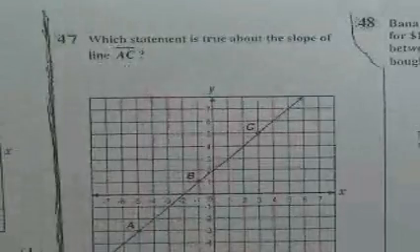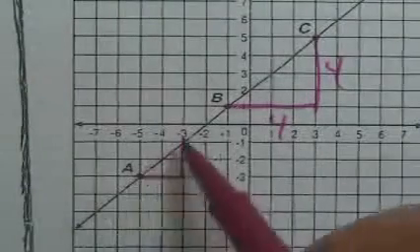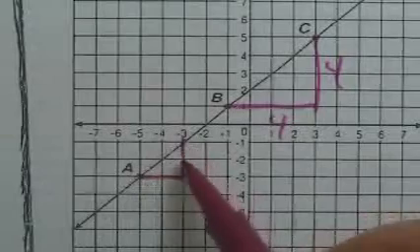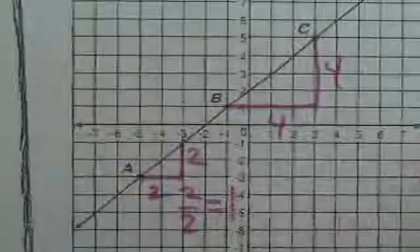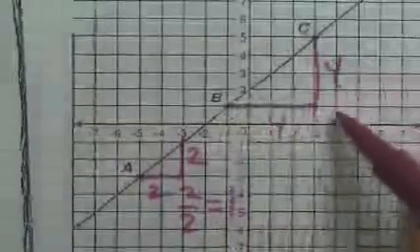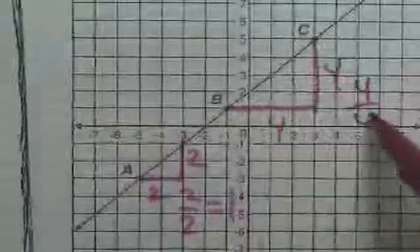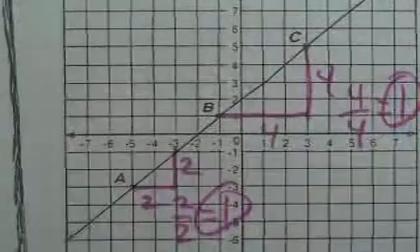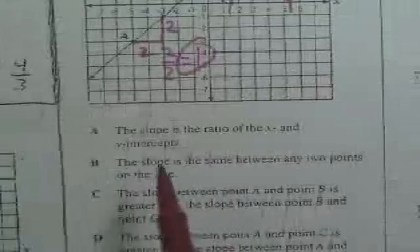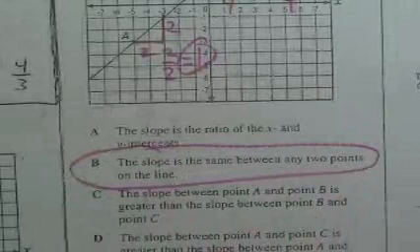47 says, which statement is true about the slope of line AC? Now let me show you something. If I take any 2 points on the line and find the slope, like this is 2 and that's 2, 2 over 2. That's just 1. Over here, that's 4 and 4. 4 divided by 4, that's just 1. The slope is 1, and it doesn't matter what points I pick, the slope is 1 throughout the entire line. It's positive 1. Therefore, the correct answer is letter B. The slope is the same between any 2 points on the line.